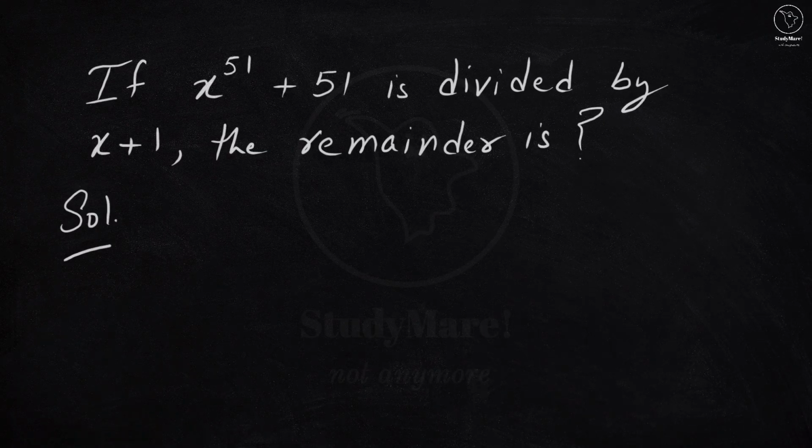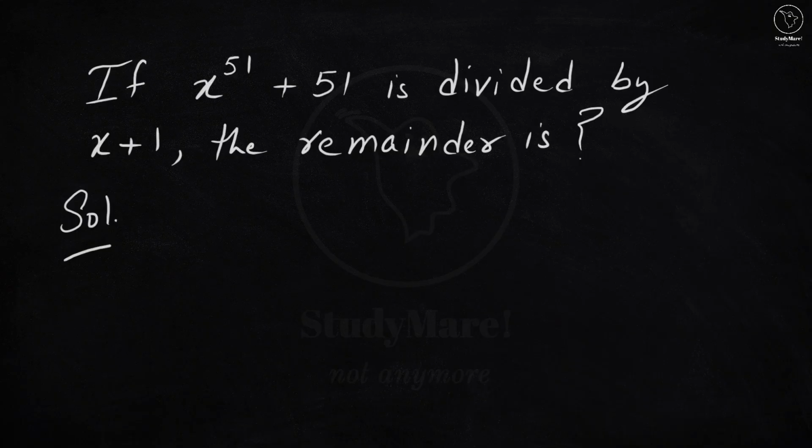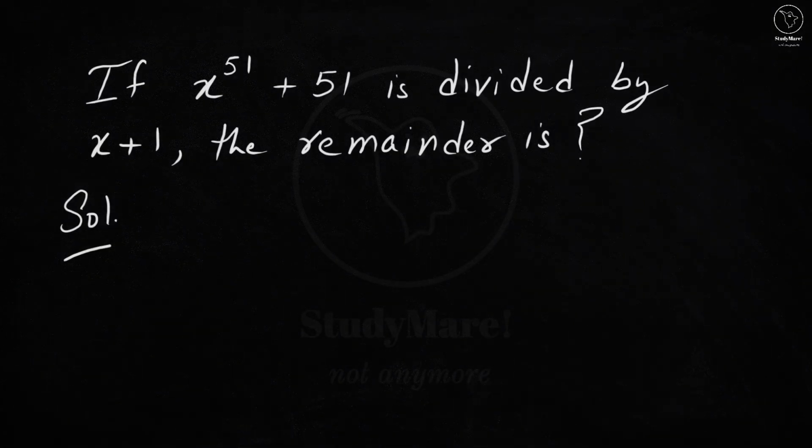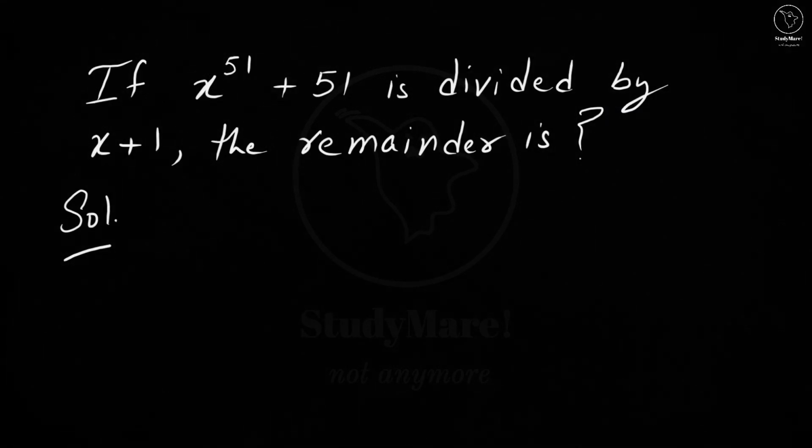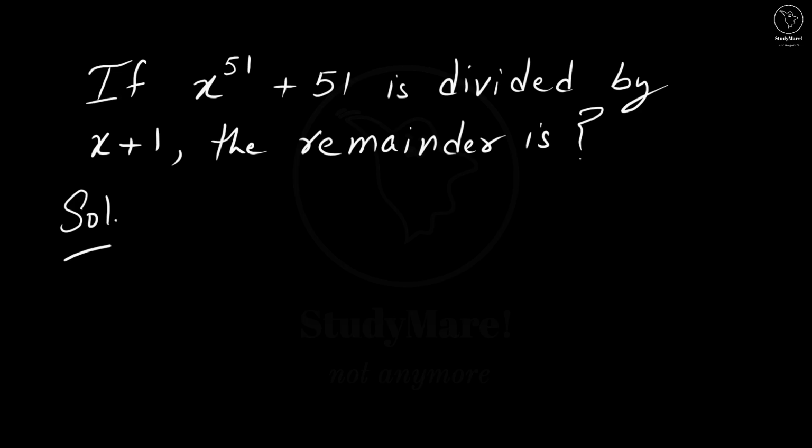As I understand, most of the students get scared by looking at x to the power 51 and they just give up. But no, that is not the way to solve this question. How are we going to do it?